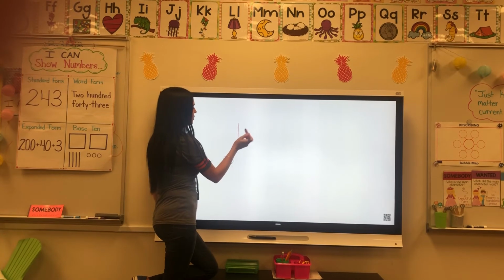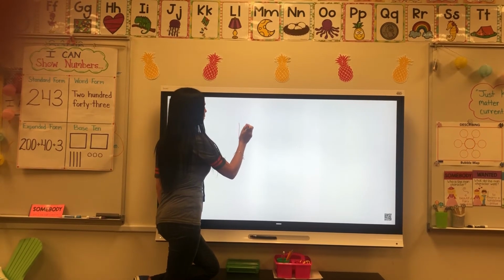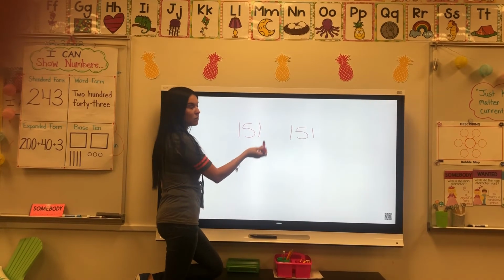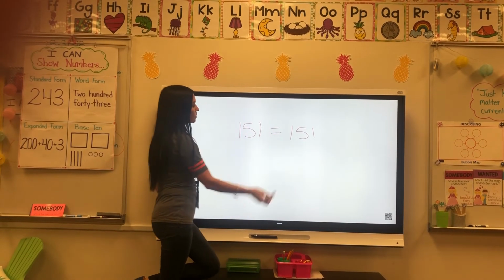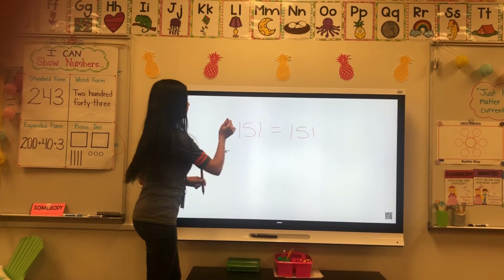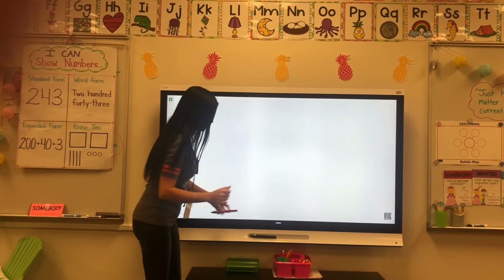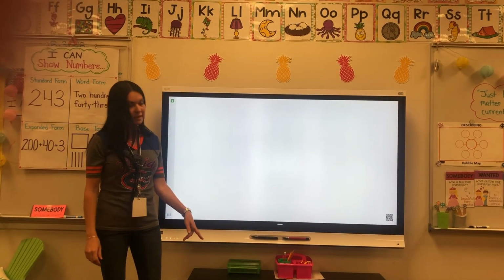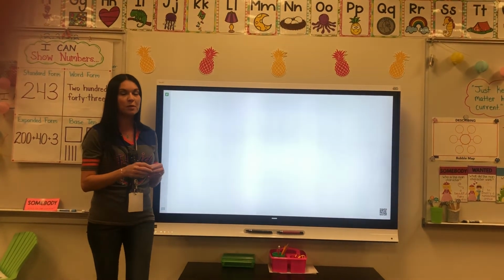The other one is that they could be equal. So if I have 151 and 151, they're obviously equal, so I'm just going to put 151 equals 151. Those are all the things that we're doing that are going to be on the test, but I want to show you down here how they can do it with manipulatives as well.